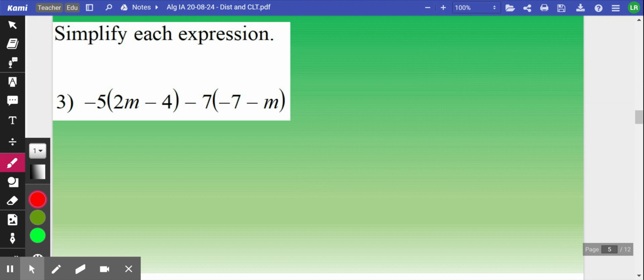We have -5 times 2m minus 4. That's all in parentheses. -7 parentheses, -7 minus 7. Close parentheses.